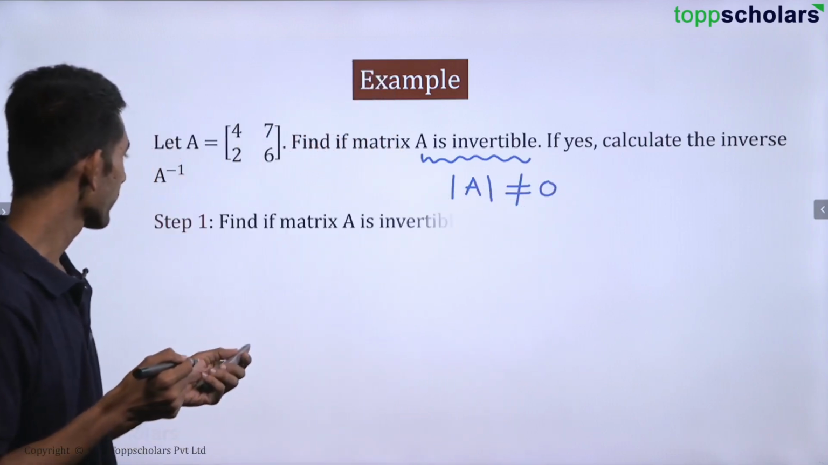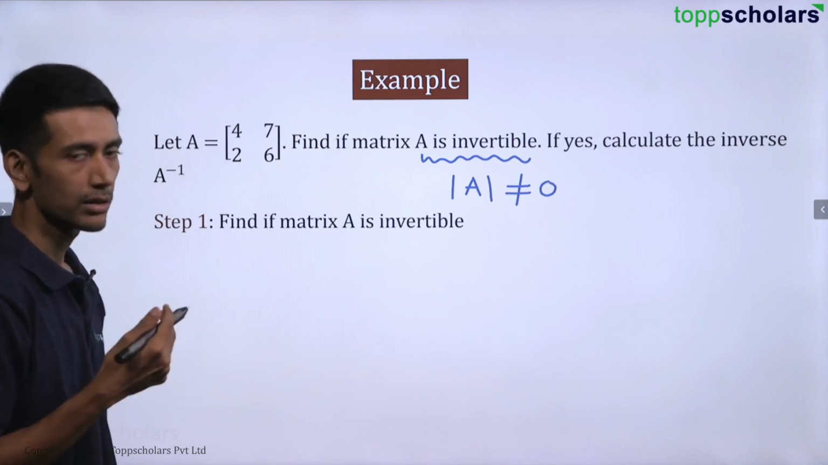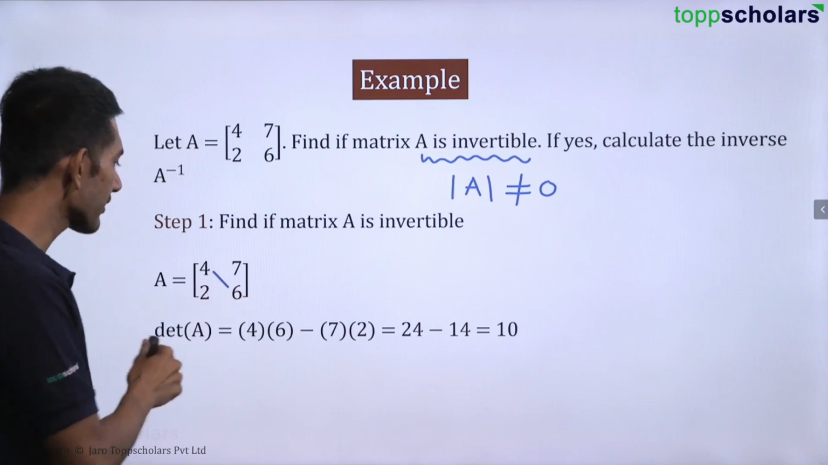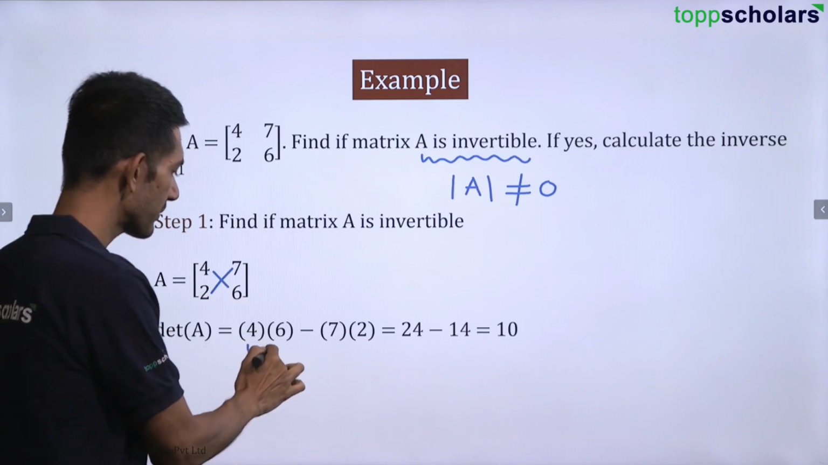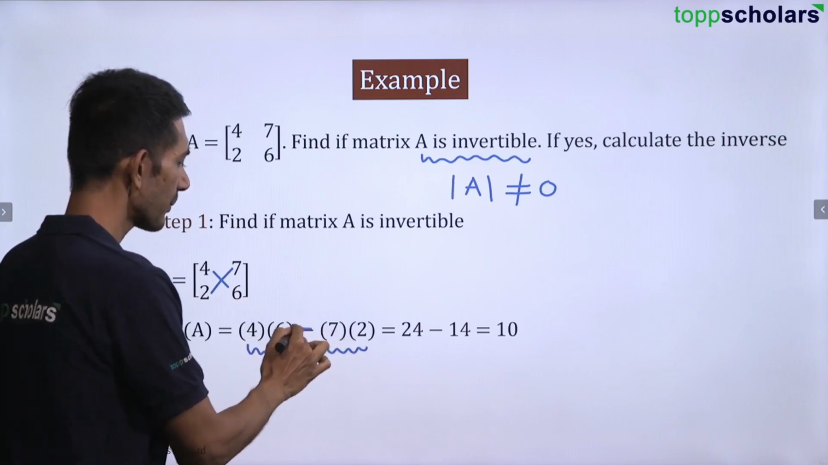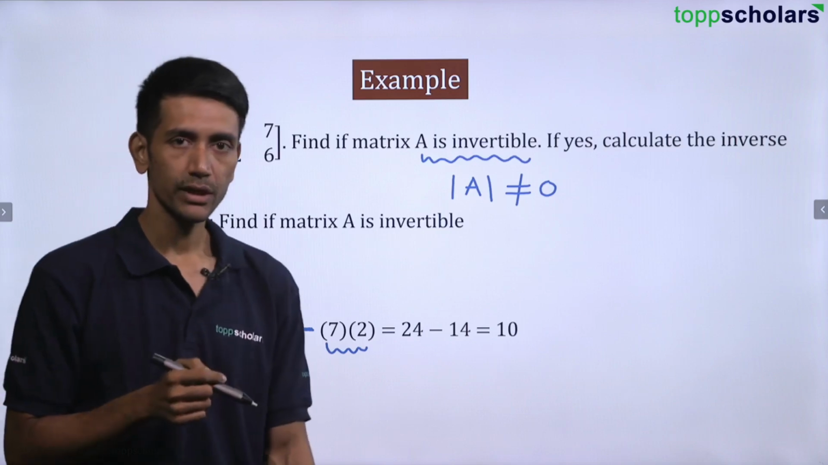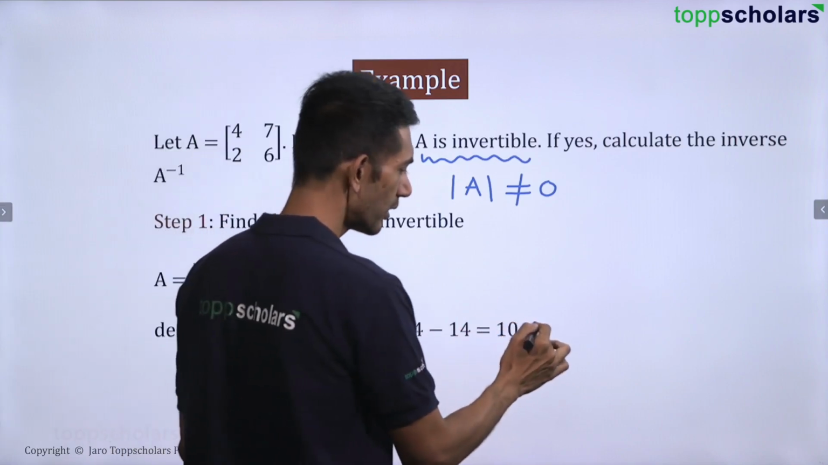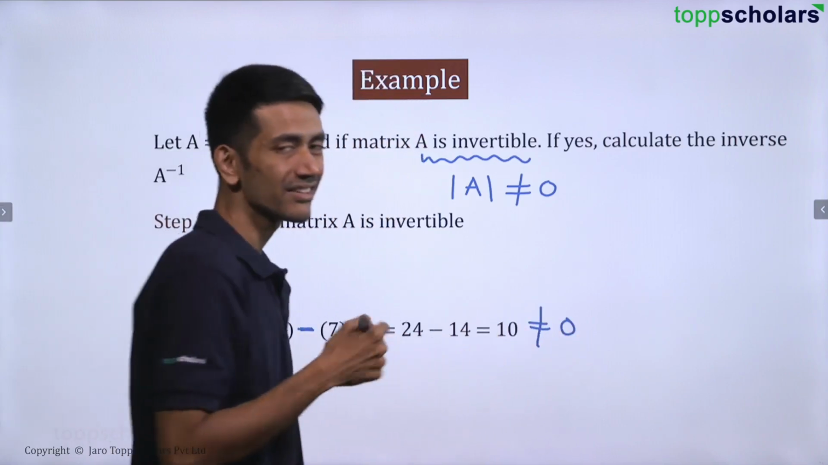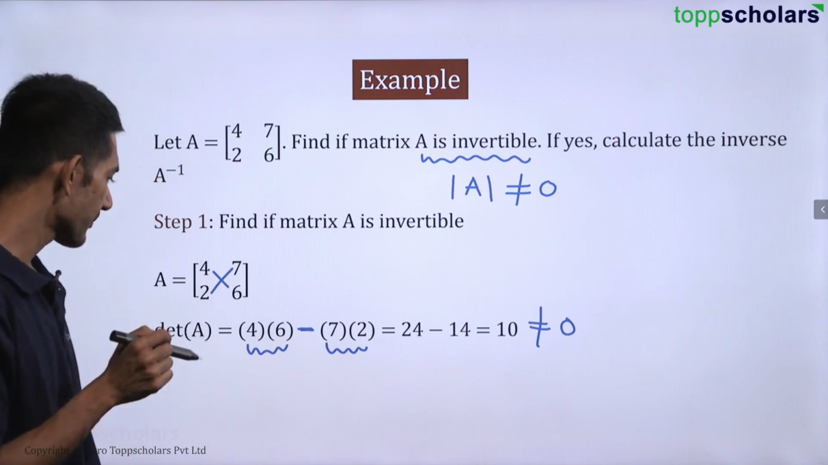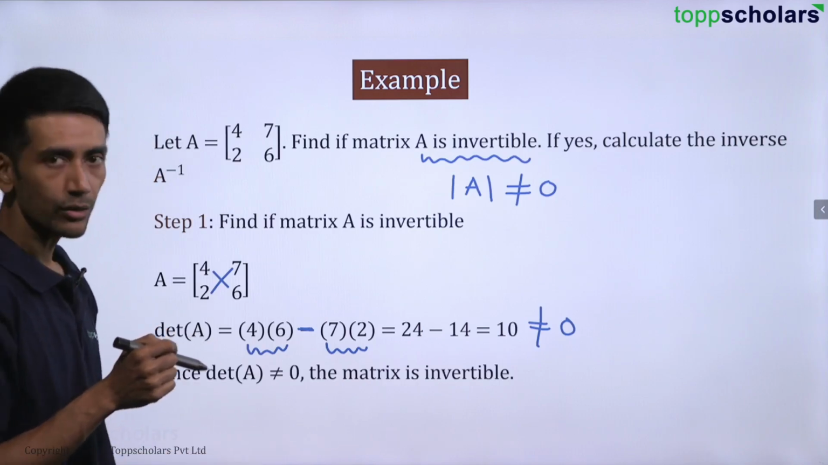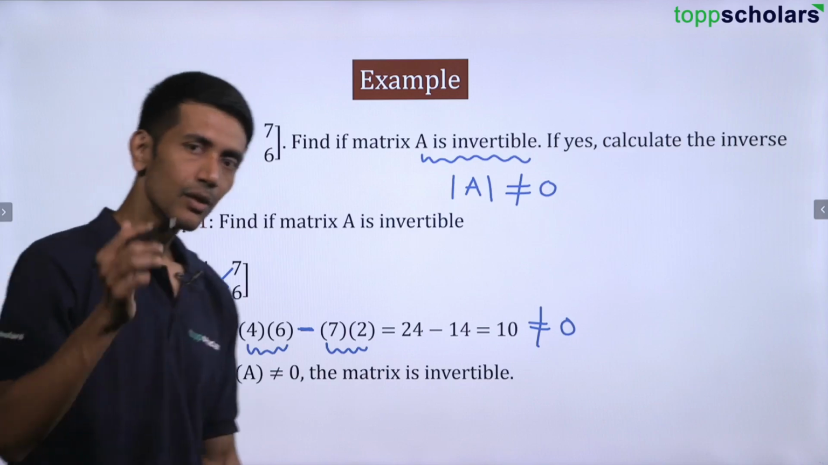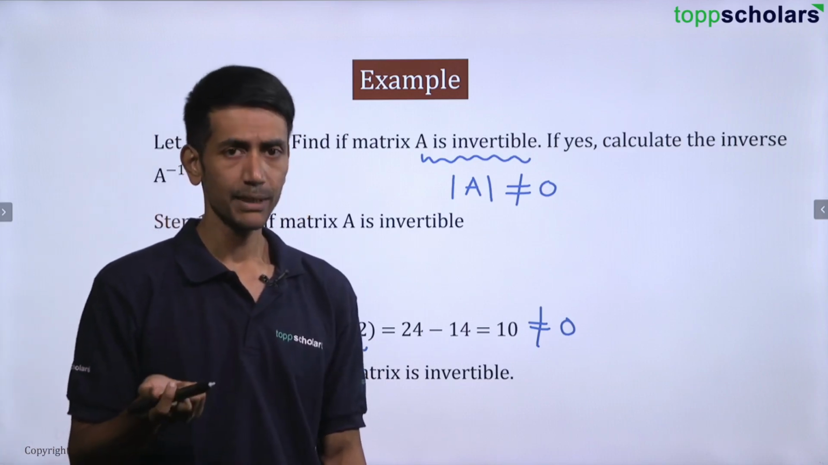So let us see. So firstly we'll find out matrix A and its determinant. So how do we find out the determinant? 4 multiplied by 6, 7 multiplied by 2, we subtract, right? So that gives you 24 minus 14, which is 10. Okay. Now understand, is 10 equal to 0? No. 10 is not equal to 0. Since it is not equal to 0, we can say that the inverse exists. The determinant is not 0. So the matrix is invertible. Clear? Now how do we find out the inverse? 1 by determinant of A multiplied by the adjoint of A.